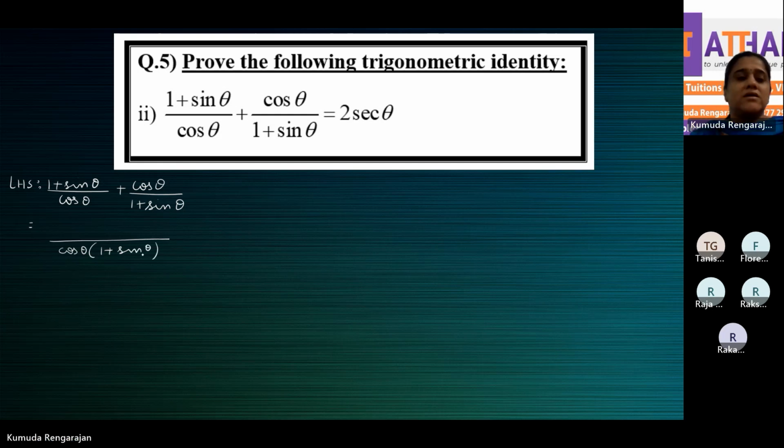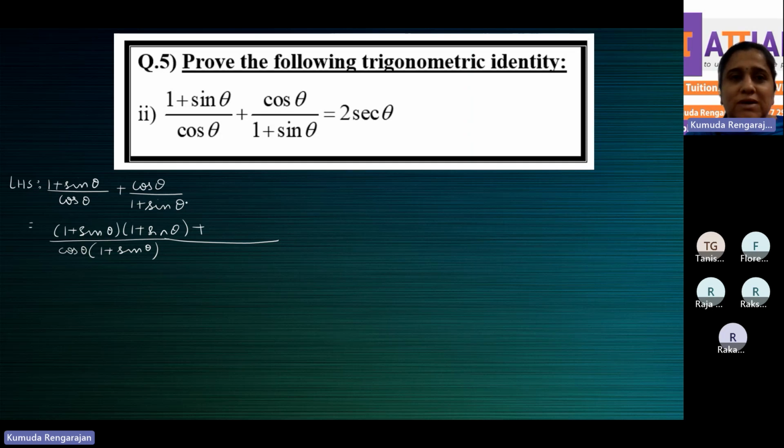Now this denominator is cos theta, but it should become cos theta into 1 plus sine theta. So you need to multiply the numerator with 1 plus sine theta. That becomes 1 plus sine theta into 1 plus sine theta, or 1 plus sine theta the whole square. Plus, the denominator here is 1 plus sine theta, so you need to multiply by cos theta. In the numerator, cos theta into cos theta.